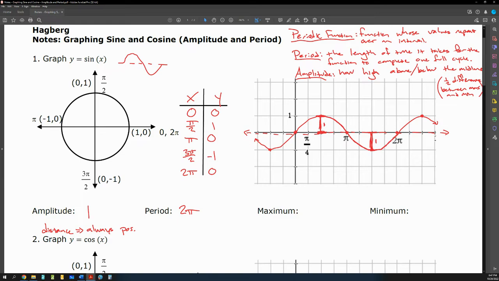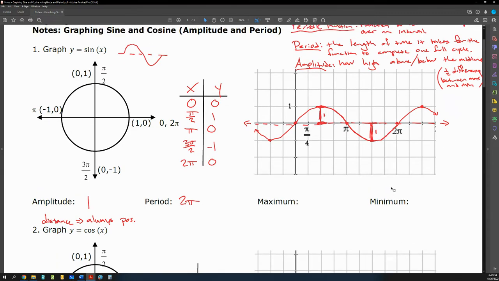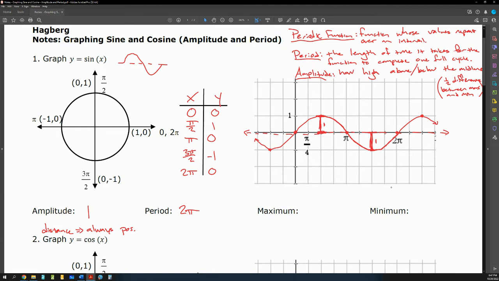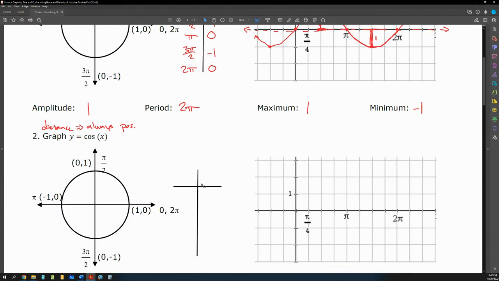We're saying that we get all those unique values or that unique behavior in one cycle of sine, which is 2 pi. Okay, the maximum, so the highest point on the graph, we have infinitely many of those. The maximum values are 1, and the minimums are -1. So we're looking at peaks and troughs, maxes and mins. Okay, let's go ahead and graph the cosine now.